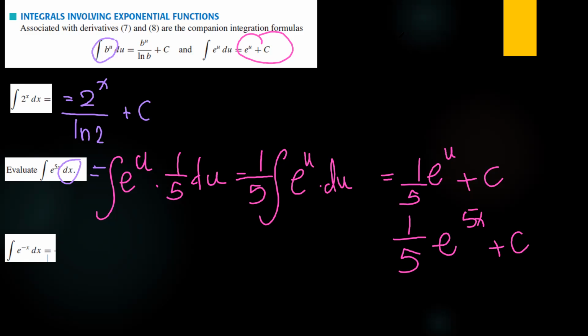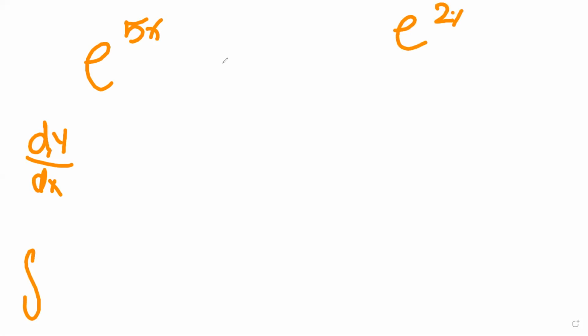In other words, which makes it easier for you: if I have e to the power 5x and I need to find the derivative of it, and the integration of it, and if you have e to the power 2x and you need to find the derivative and the integration. Did you see the whiteboard now?